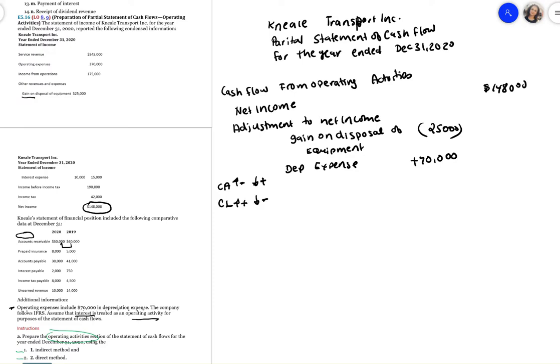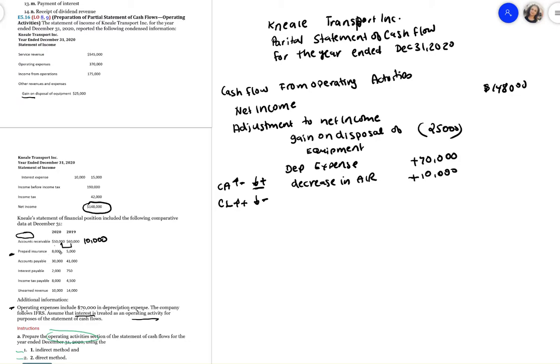So what's happening first? We need to take the difference. The difference is $10,000. So is it an increase or decrease? In this case, it is an increase. Oh no, it's a decrease. Sorry, I'm saying increase, but it's a decrease. So it is a decrease in accounts receivable. If it's a decrease, then we know the adjustment will be a plus. And how much is it going to be? It is going to be 10,000.